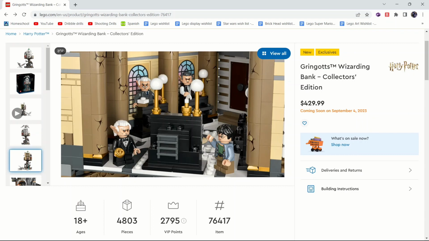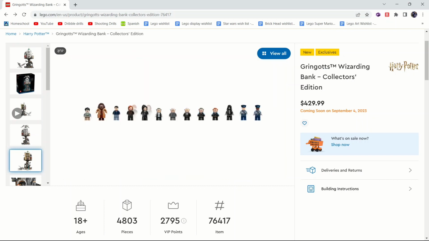And this next one is an interior shot, so you can see what it will look like on the interior. I don't know if this is the entire interior. No, it's not, but it's the bank. I think it looks good. It's accurate to the movie.